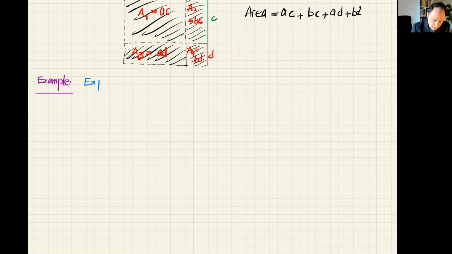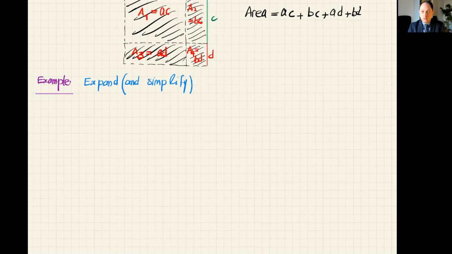Expand and simplify. By the way, I'm emphasizing this: even if I don't write it, implicitly it always means expand and simplify. I can sometimes say just expand, but I always mean expand and simplify. Okay, so number 1. For example, let me start with a simple one.